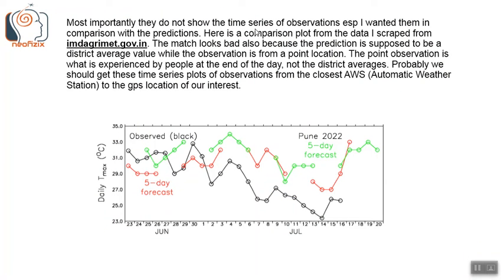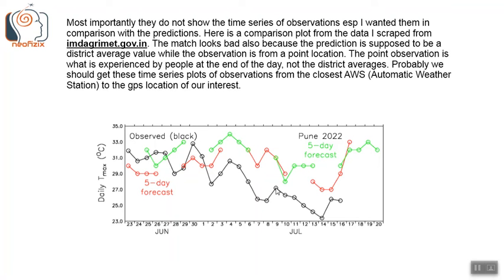Most importantly, they do not show the time series of observations. Especially, I wanted them in comparison with the predictions. Here is a comparison plot from the data that I scraped from imdagrimet.gov.in. This is an agrometeorology page run by IMD. And they have some reports here, archive some reports here.